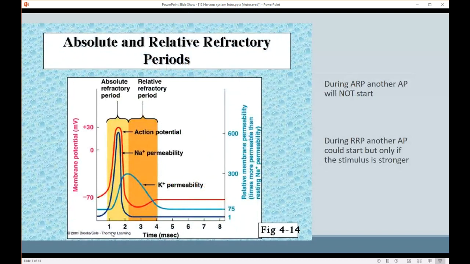So we have what are called absolute and relative refractory periods. During an absolute refractory period, another action potential cannot start. During what we call a relative refractory period, another action potential can start, but the stimulus will have to be stronger.